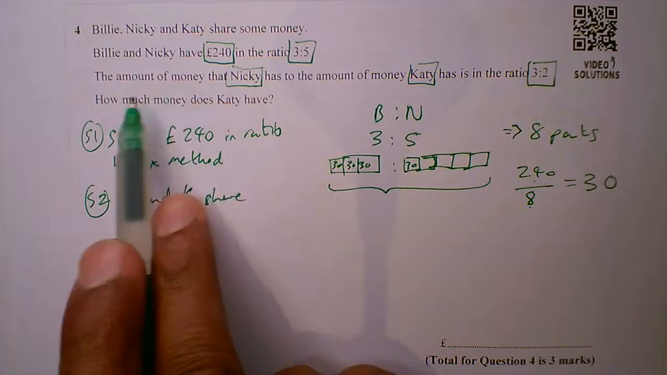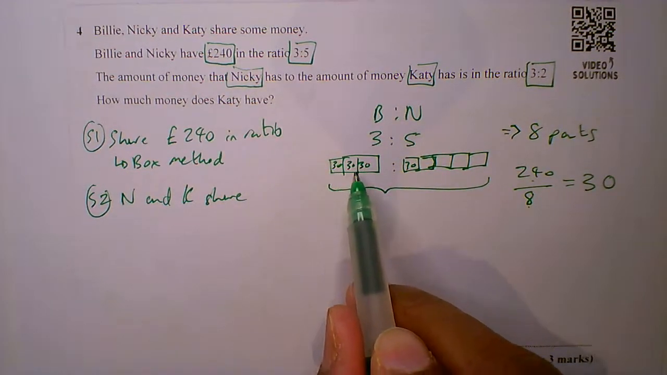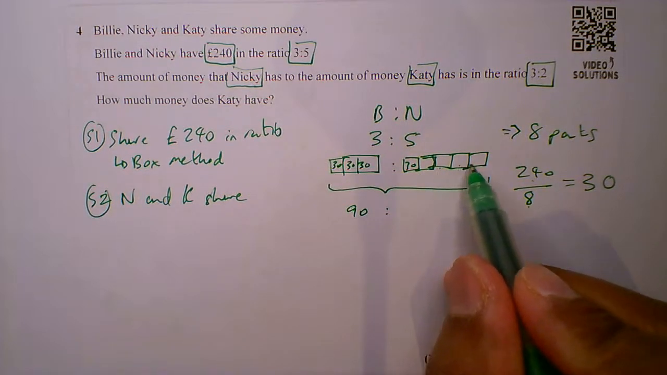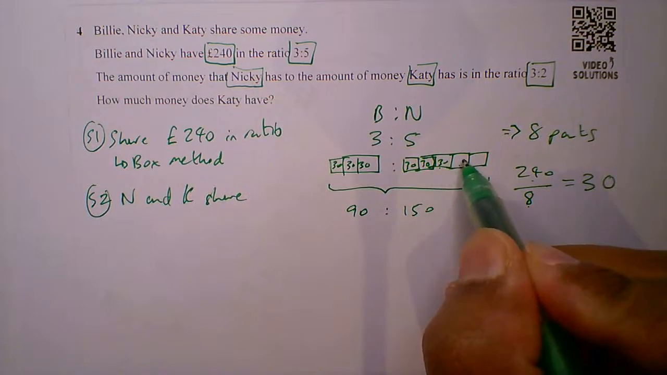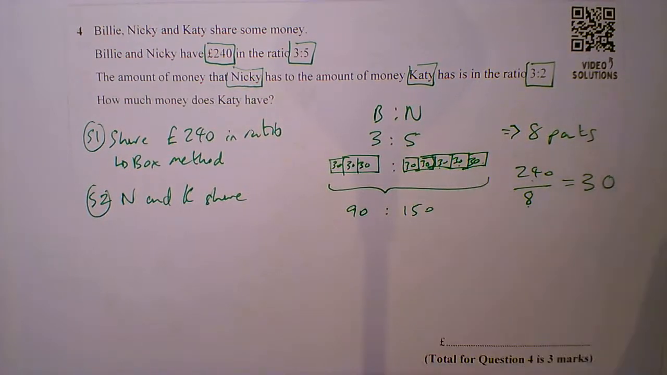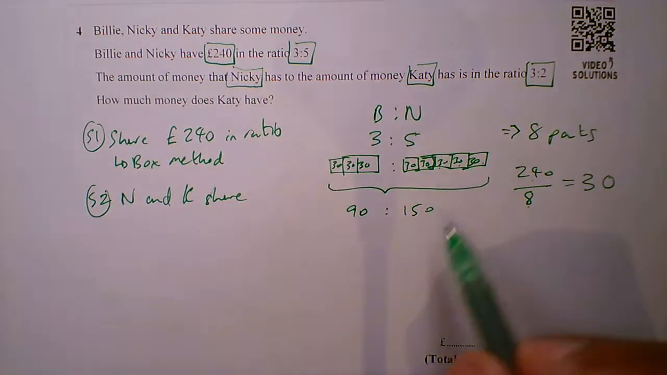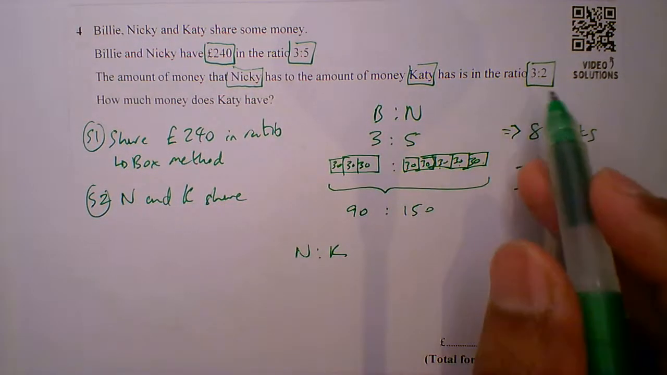How much does Nikki get? So you can see this is 30, 60, 90, and this is 30, 60, 90, 120, 150. So that's my amounts. Okay, so I've done that. The amount of money Nikki has. So Nikki to Katie is 3 to 2.